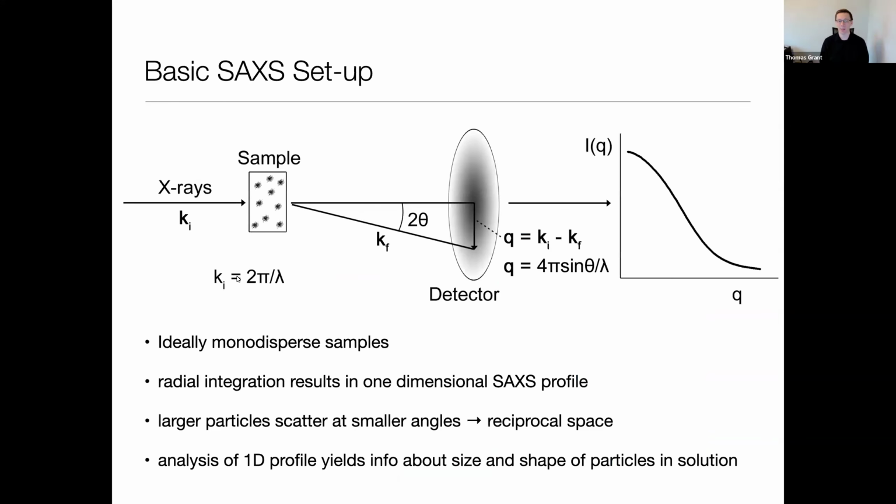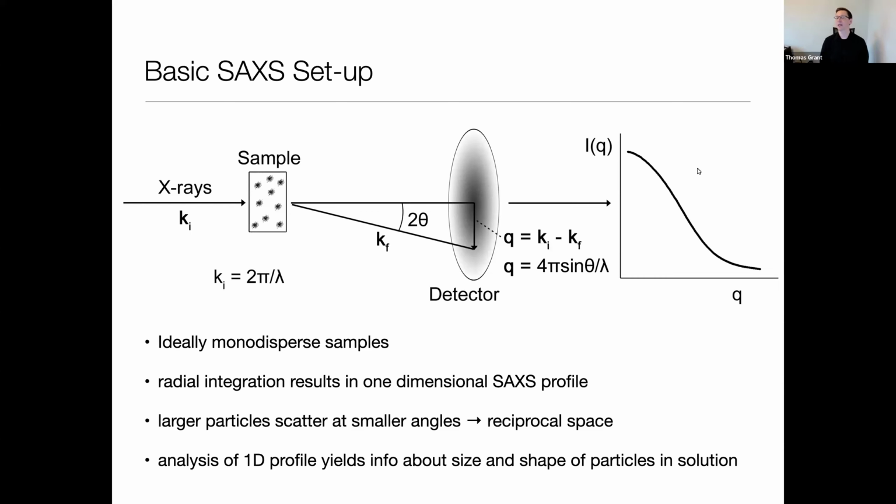So this is the basic setup of the experiment. We have the X-rays coming in, our capillary containing a small volume, maybe 10 to 20 microliters of sample, and it's just an aqueous solution typically. And the X-rays scatter from a well-collimated beam onto this 2D area detector, and we can perform an azimuthal integration in order to get a one-dimensional scattering profile.